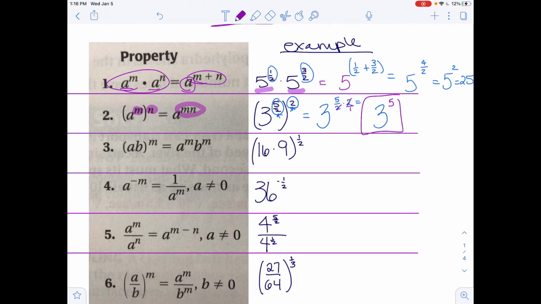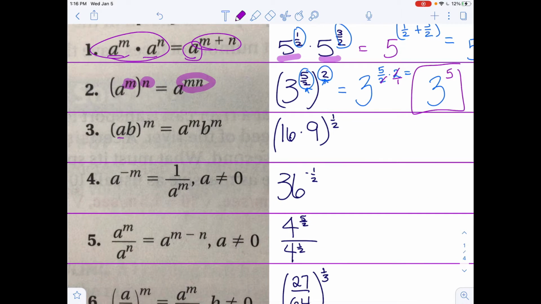Okay, here we've got our property of a product with an exponent. We can distribute that exponent to each part of the product. So we have a to the m and b to the m separately. So again, we've got 16 times 9, which is a product, and they're both to the 1/2 exponent. So I'm going to distribute them. So this becomes 16 to the 1/2 times 9 to the 1/2.